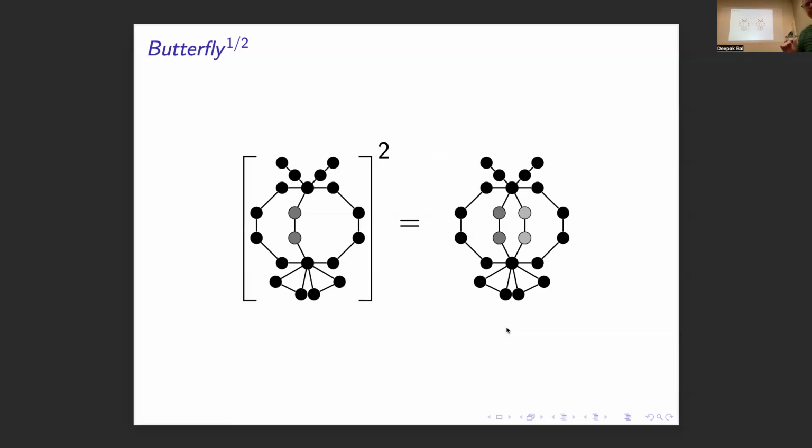So you guys seem to be 100% on board with square roots? Okay.